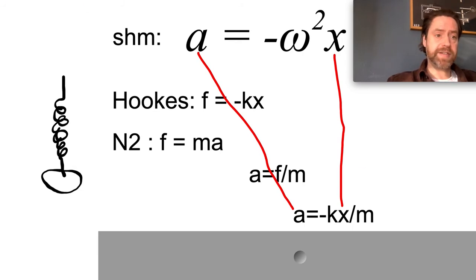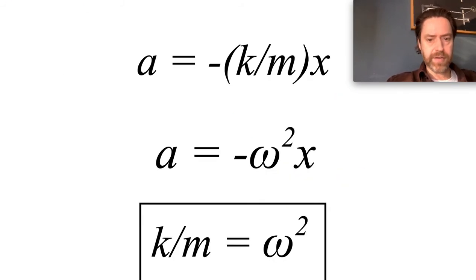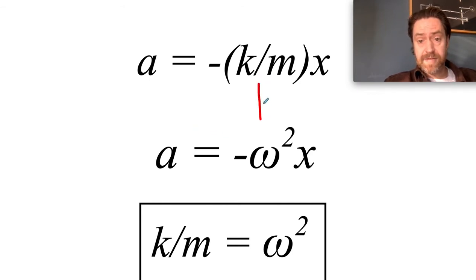Might be more obvious if it's written out more neatly, so I'll have it on this slide here. So look, this is what I got by combining Hooke's law and Newton's second law. a equals minus k over m x. This is what our simple harmonic motion equations tell us. Therefore, k over m must be omega squared.